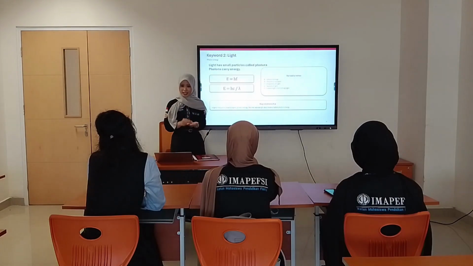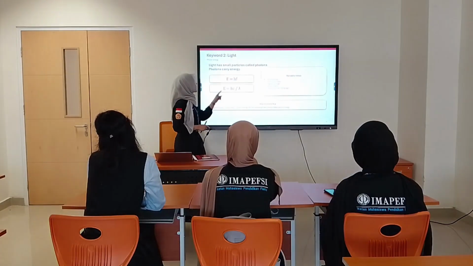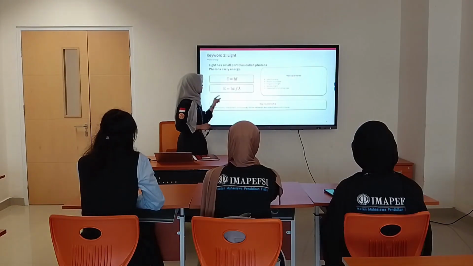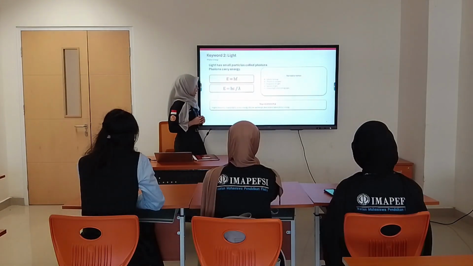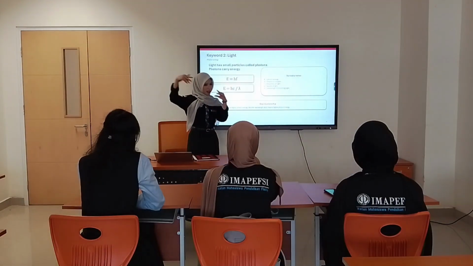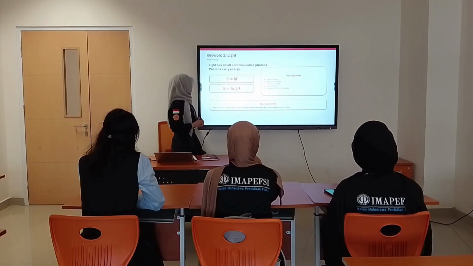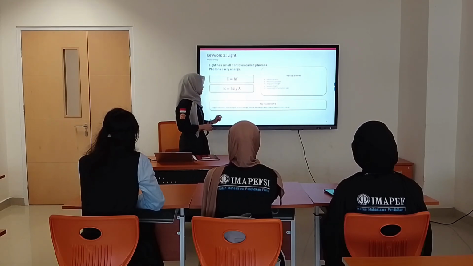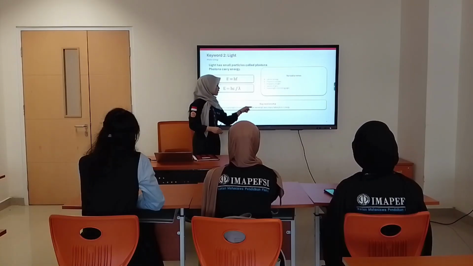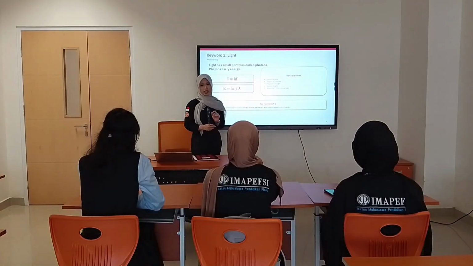The photon energy can be written as E equals h times f, or E equals h times c divided by lambda, where lambda is the wavelength of the incoming light. From this formula, we know that higher frequency means higher photon energy, and shorter wavelength also means higher photon energy.